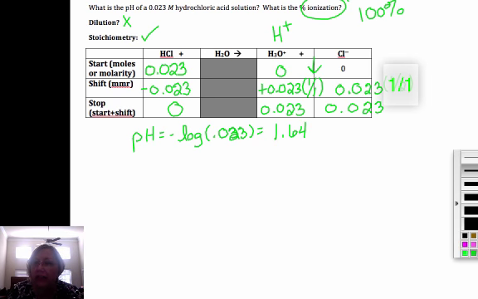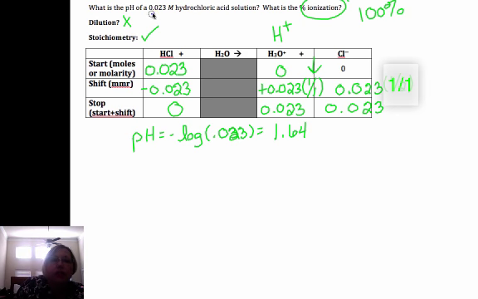1.64. Now, a quick word about significant figures here. I have 2 significant figures in my original, and when you take the log of a number, it's only the numbers after the decimal point that are significant. That number in front is telling us magnitude. So the numbers afterwards are significant.